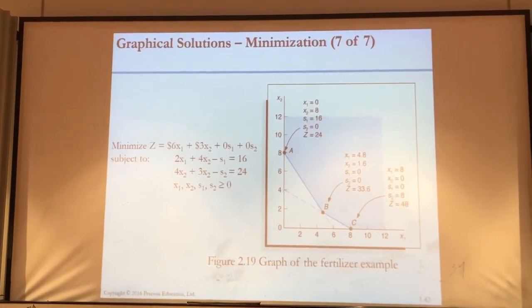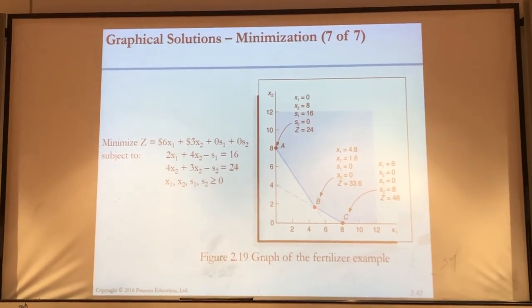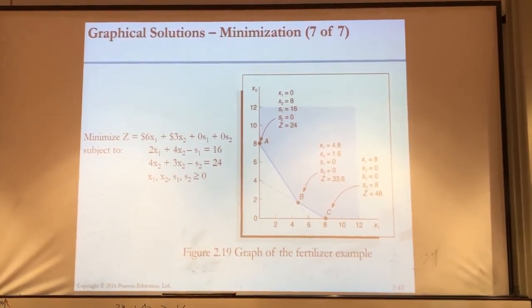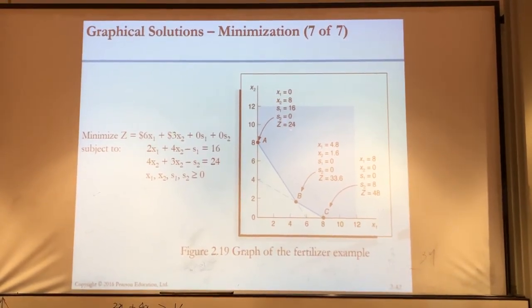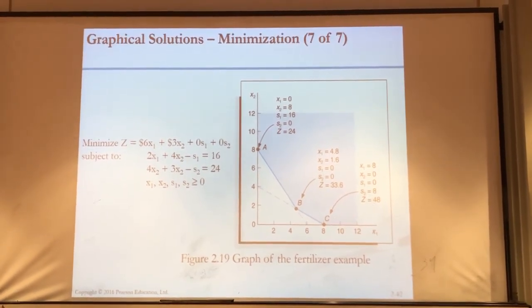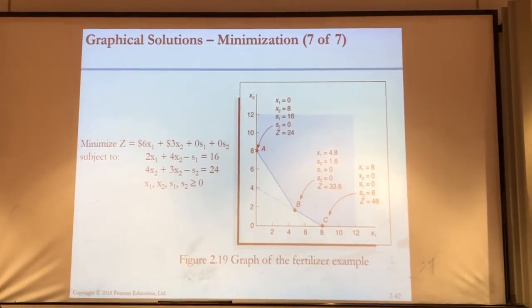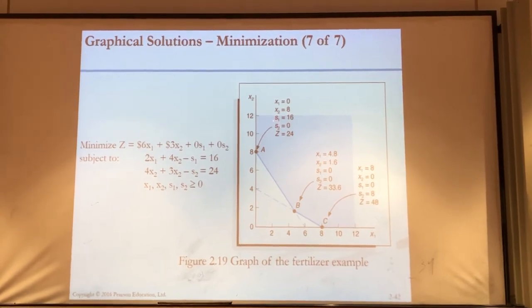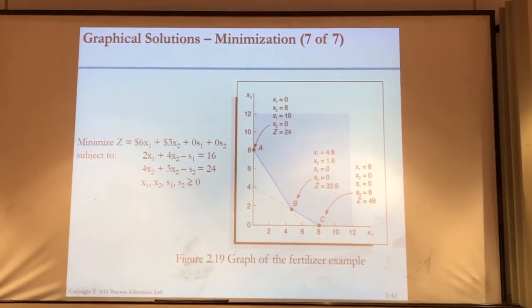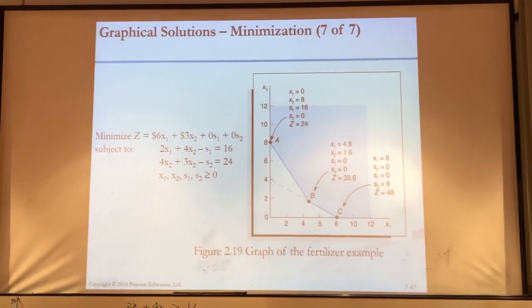Okay, and these are the three corner points to work out the costs. And here you can see that at this point Z is equal to 24, at this point Z is equal to 33.6, and here Z is equal to 48. The cost is least over here, and the surplus variable S1 is equal to 16 and S2 is equal to 0. Okay, this is the solution with the corner point method.